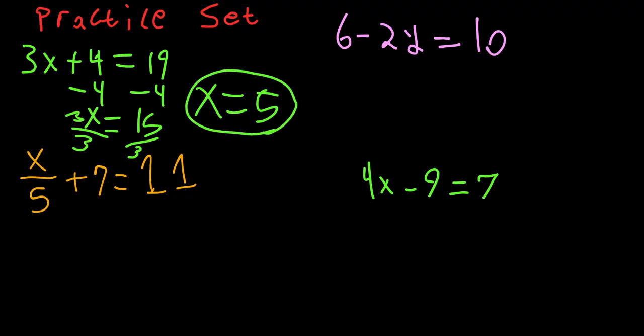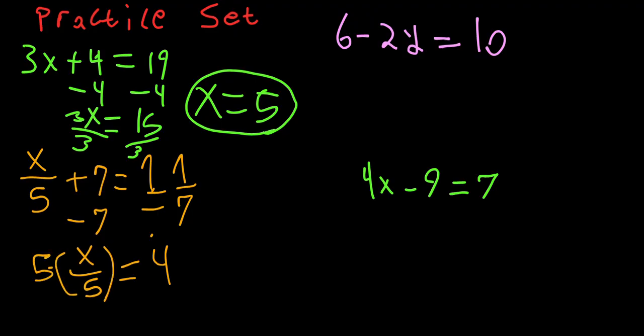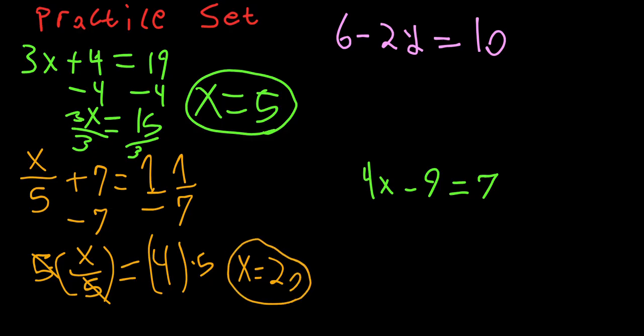X equals 5. We pop right down to x divided by 5 plus 7 equals 11. We want to subtract 7 from both sides. Remember, do your addition and subtraction first. We get x divided by 5 equals 4. Now what we're going to do is multiply both sides by 5. And the 5's over here cancel. And we get x equals 20. That is our final answer for that one.